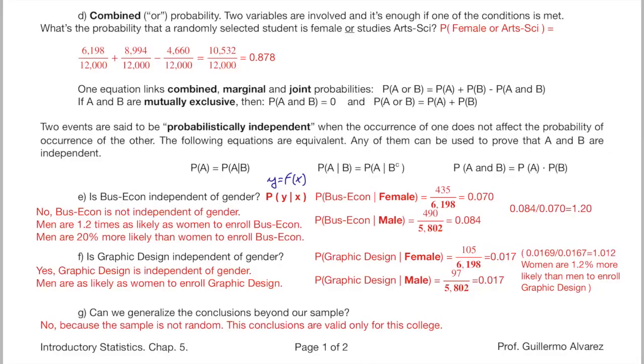Even if the sample was random, inferring about the whole population would not be as direct as we did here. In chapters 7 through 11, we will see the challenges of such generalizations and how to proceed.